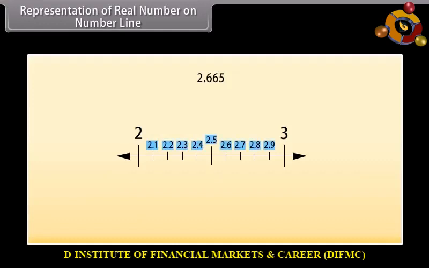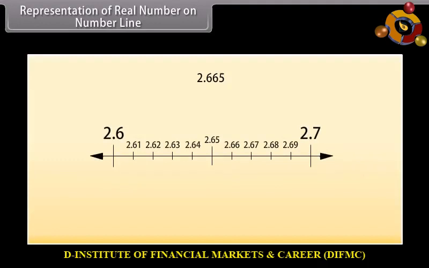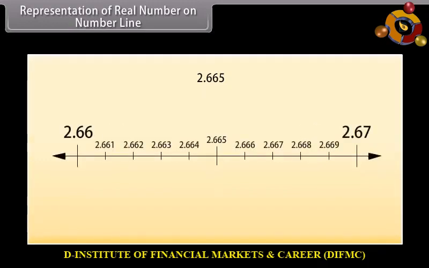Here, 2.665 lies between 2.6 and 2.7. Now focus on the portion between 2.6 and 2.7. Divide this again into 10 equal parts. The first part represents 2.61, the next 2.62, and so on. Again, 2.665 lies between 2.66 and 2.67.